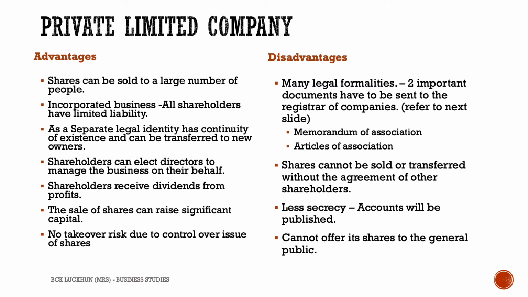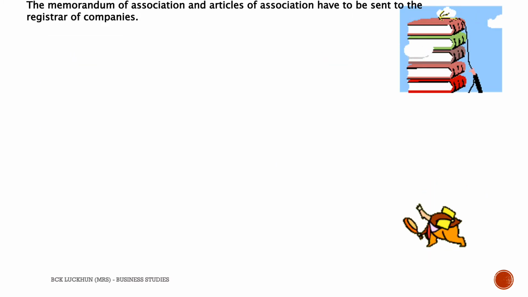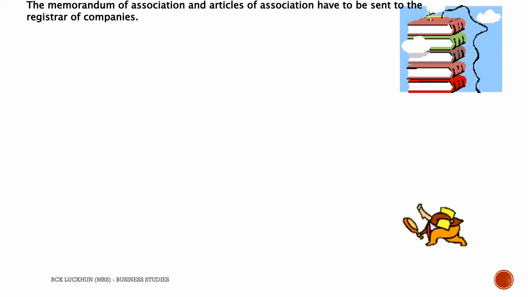A private limited company cannot offer its shares to the general public. As learned from the previous slide, companies have to prepare two important documents, which are the Memorandum of Association and Articles of Association, which have to be sent to the Registrar of Companies.